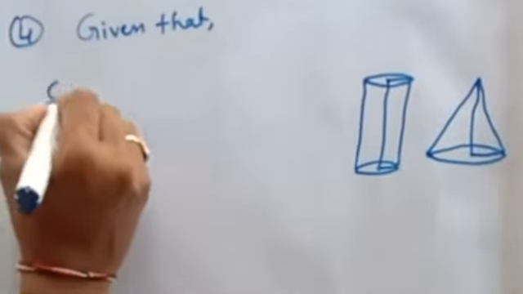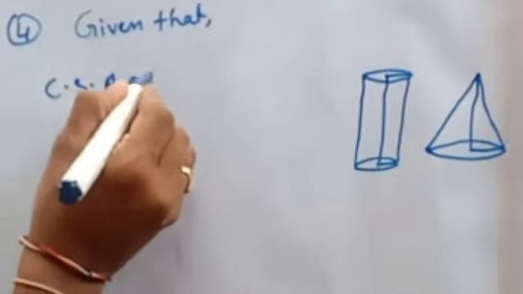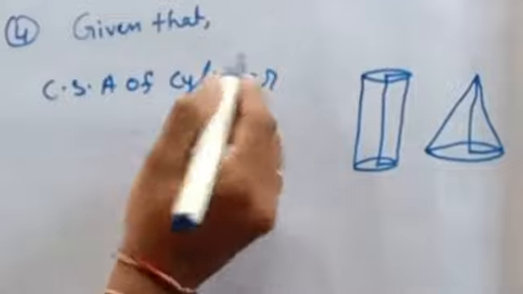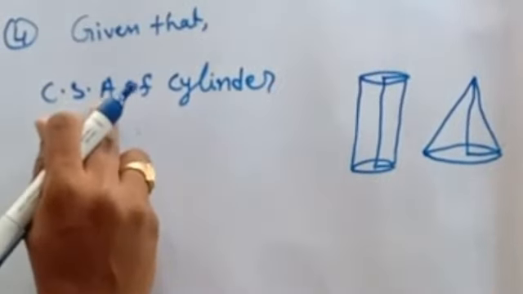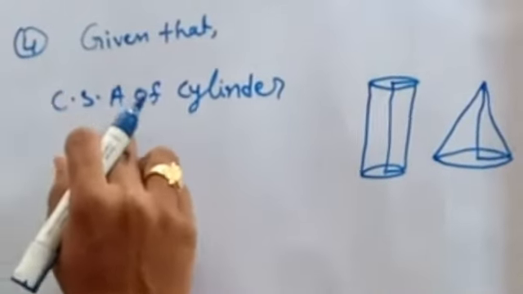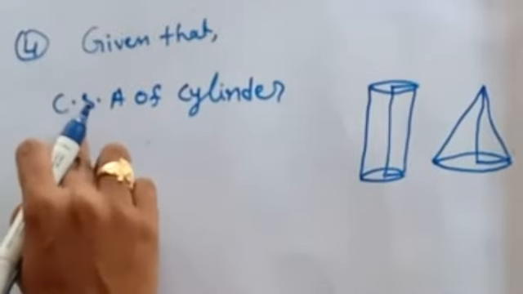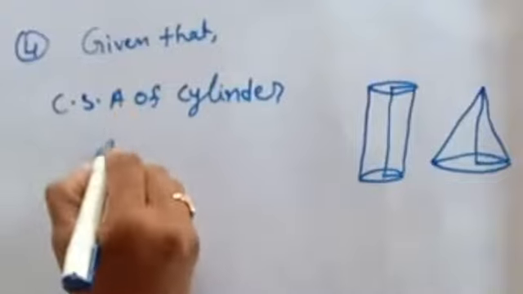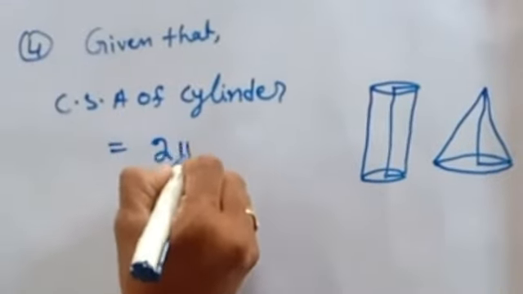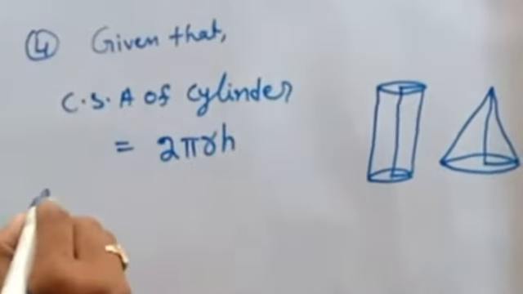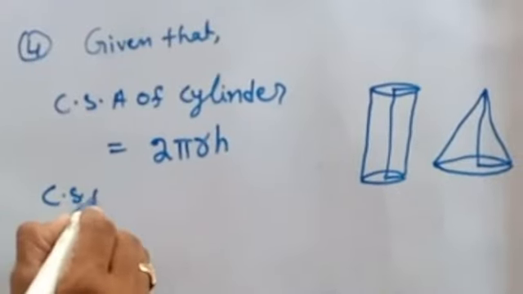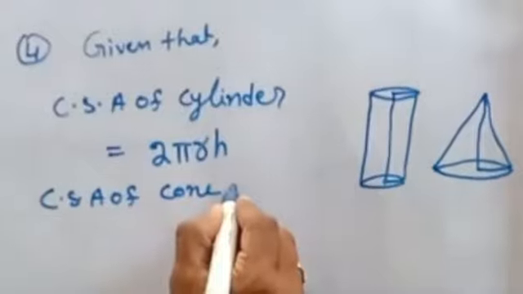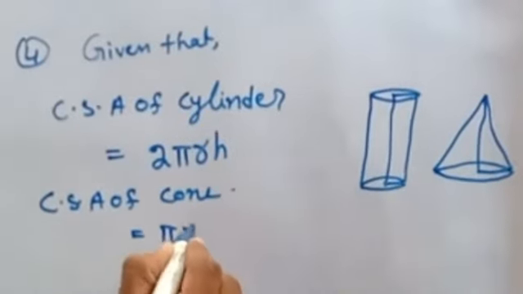First, CSA of cylinder. CSA means curved surface area. It is also called lateral surface area. CSA or LSA, both are equal. CSA of cylinder is equal to 2 pi r h. Next, CSA of cone is equal to pi r l.